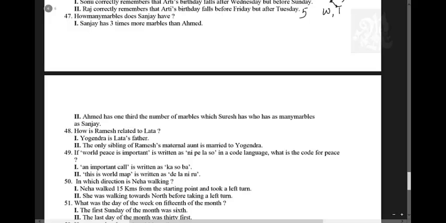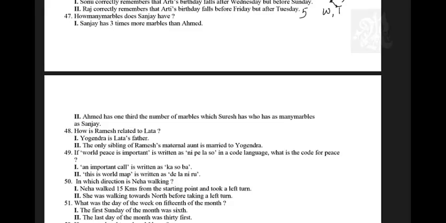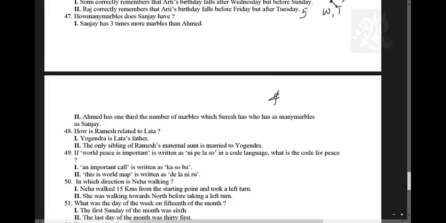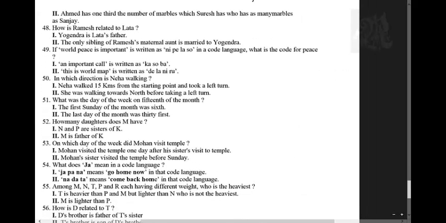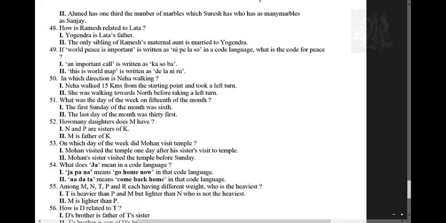How many marbles does Sanjay have? Sanjay has 3 times more marbles than Ahmed. The first statement cannot answer. Ahmed has 1/3 the number of marbles as Suresh, who has as many marbles as Sanjay. Same thing again. So the answer is 4. Cannot answer. Rest, you can try by yourself. It's very simple. Let's move to the next topic.